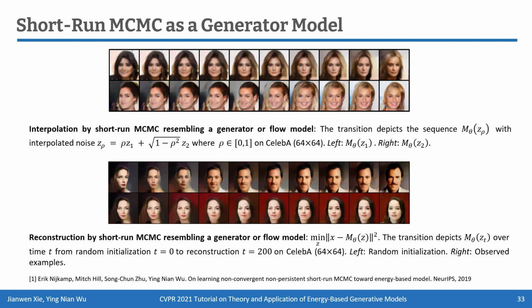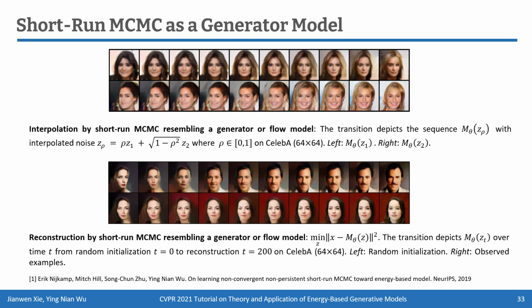As we mentioned before, the short-run MCMC can be considered a latent variable model or generator. Therefore, it can be used for reconstruction or interpolation. In the top figure, we show that with the short-run MCMC generator, we can find the latent variable z for each image and perform linear interpolation on the latent space. The transition in the top figure displays the sequence of generation with interpolated z.